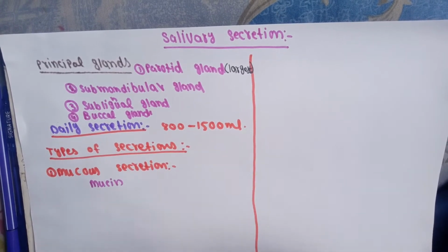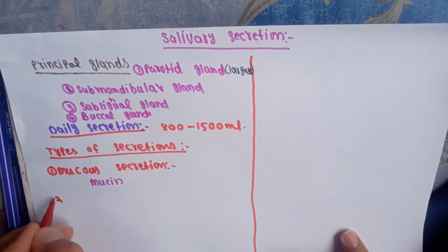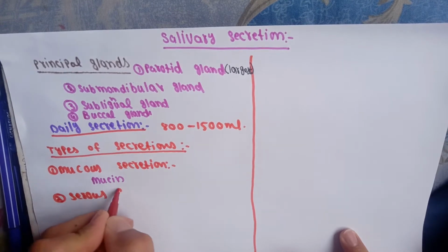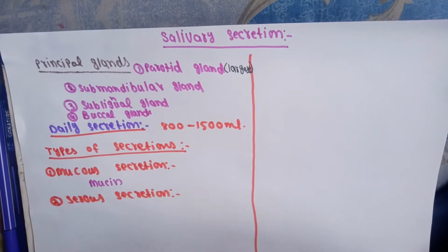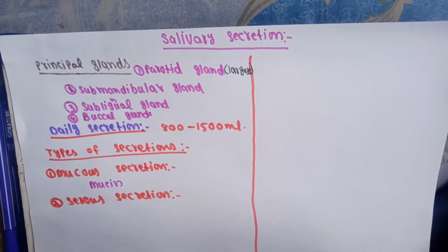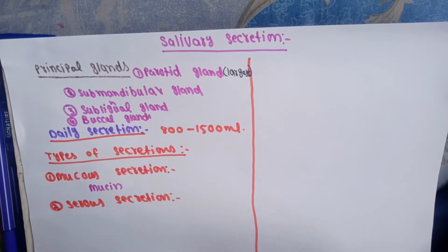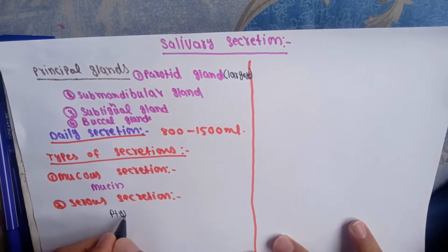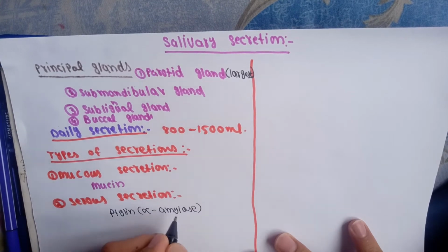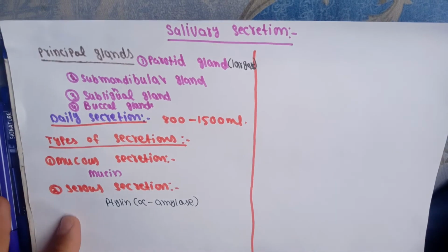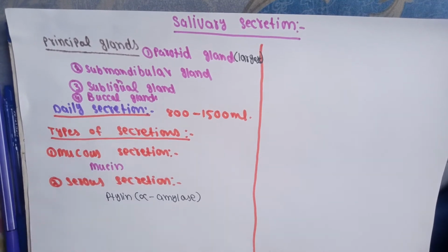The second type of secretion is serous secretion. In this case, the enzyme ptyalin is secreted. So the alpha amylase enzyme, which is also called ptyalin, is secreted. We know that amylase enzymes are those enzymes that help in digestion of starch. So the main enzyme of saliva is ptyalin.